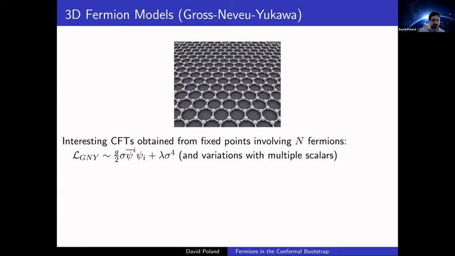So of course, there are interesting CFTs involving fermions in 2+1 dimensions. In particular, there are the Gross-Neveu models involving fermions with 4-fermion interactions, which are believed to have a UV fixed point. Or you can talk about Gross-Neveu-Yukawa models, where you have n fermions interacting with a scalar field sigma, and there's a Yukawa interaction, perhaps along with a quartic interaction for the scalar, and these theories are believed to have an infrared fixed point.